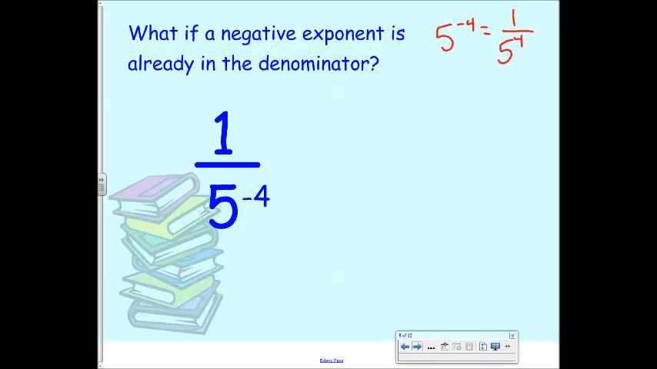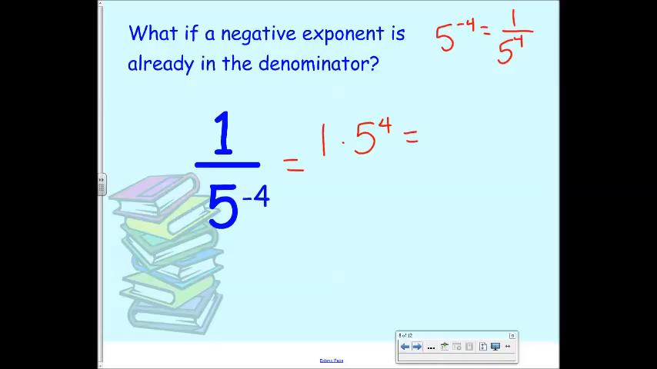Now, you don't do anything with the 1. The 1 does not have a negative exponent, so that also stays here. So it becomes 1 times 5 to the 4th, and now there's nothing in the denominator. It's no longer a fraction in this case. 5 to the 4th would be 25 times 25, which is 625. So 625 times 1, which is just 625.